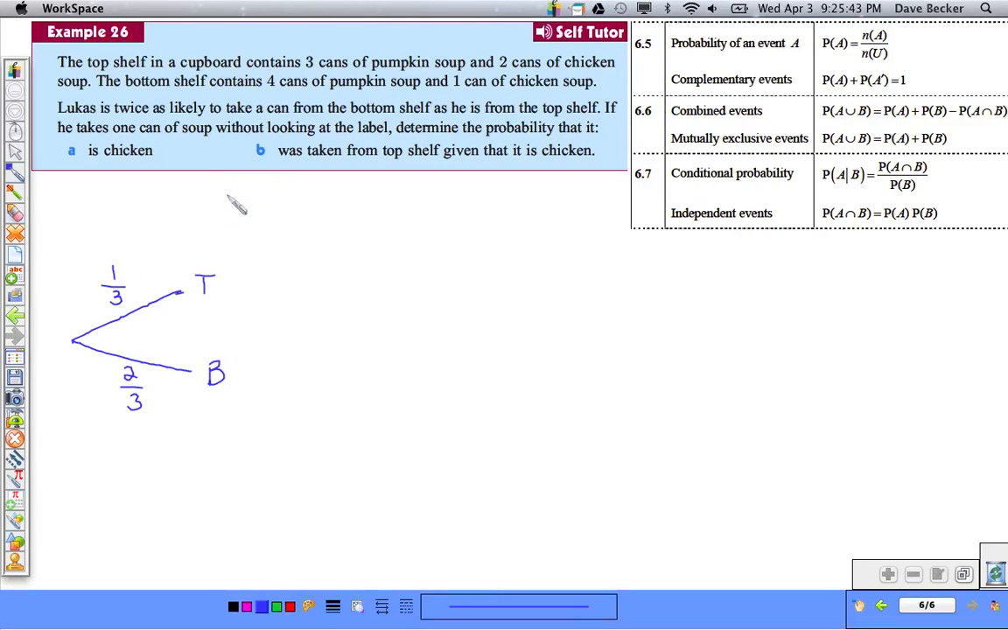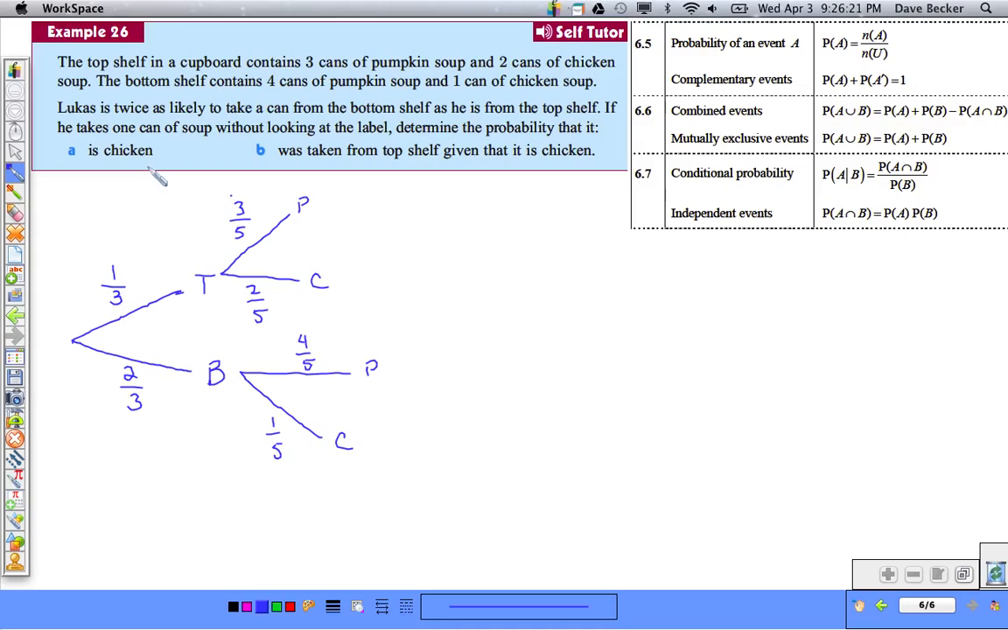Okay, so then what happens? Well, then he can either take pumpkin soup or chicken soup. On the top shelf, his chances of taking pumpkin are 3 out of 5, and chicken is 2 out of 5. And then on the bottom shelf, we have pumpkin and chicken again. Bottom shelf, 4 out of 5 for pumpkin, and 1 out of 5 for chicken. Okay.